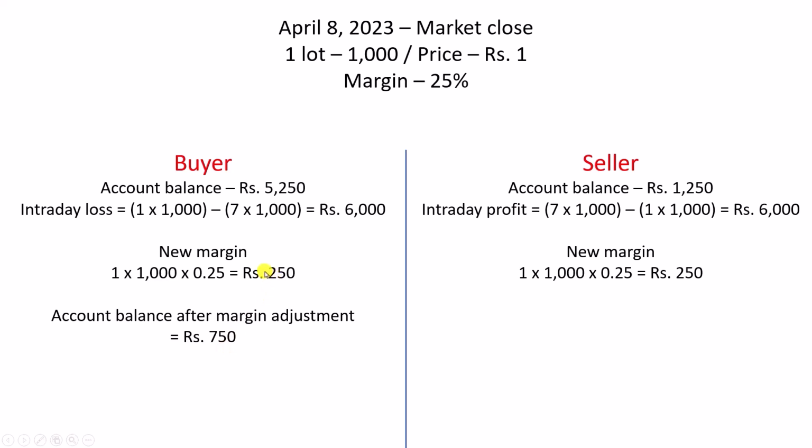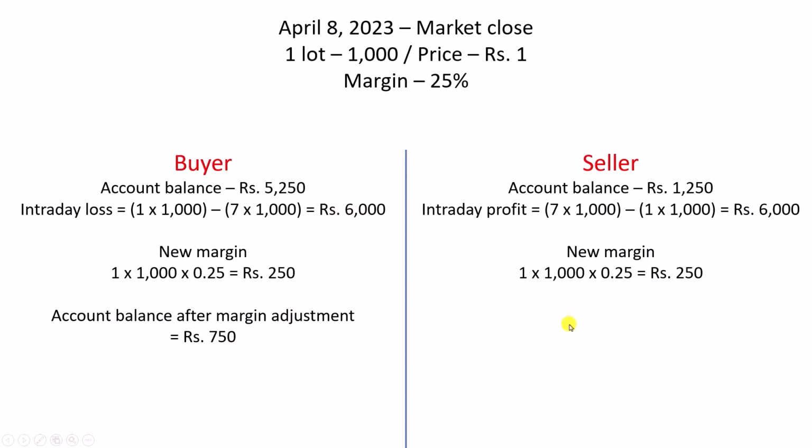See, 1500 will be given back from the margin, but then the person has a loss of 6000 rupees. So the loss minus this plus 1500 comes to 750. Okay, I'm going to repeat that again. 5250 plus 1500 margin. Okay, so that minus 6000 loss comes to 750 rupees.